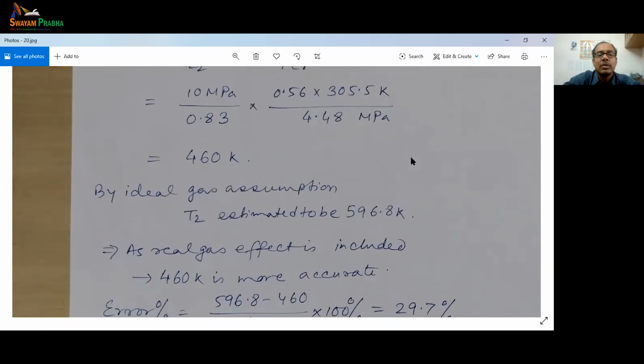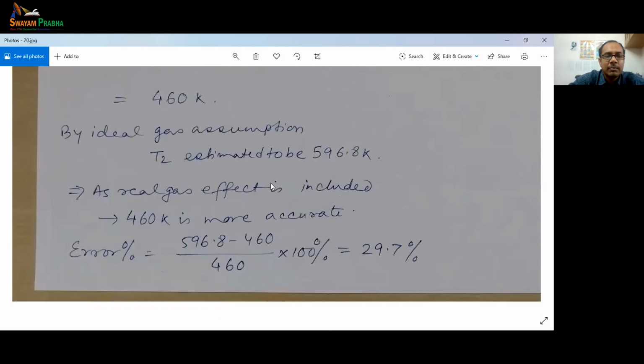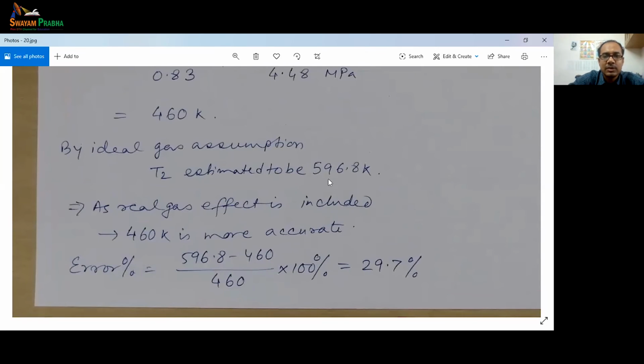Okay, so by the real gas assumption, through the compressibility chart, through the pseudo reduced volume concept, what we get is 460K as the final temperature. But the ideal gas assumption gave us T2 to be 596.8K. So the real gas assumption gives us a much lower temperature, 460K. If we find out the error, assuming that the real gas is closer to the actual value, then it is about 30% error we are making if we take the ideal gas.